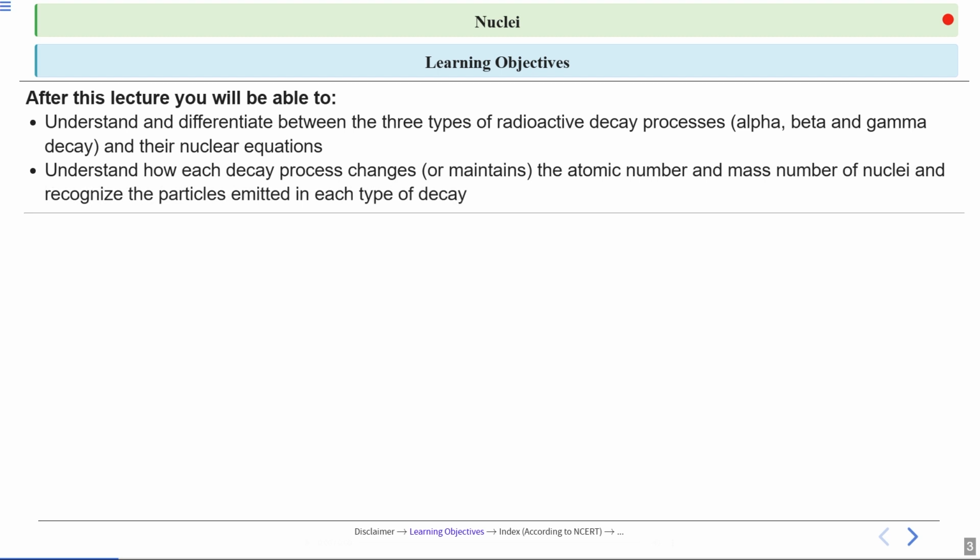Next, you will be able to understand how each decay process affects the atomic number and mass number of the nucleus. We will also practice recognizing which particles are emitted in each case. Let's move on to the details of each decay process.